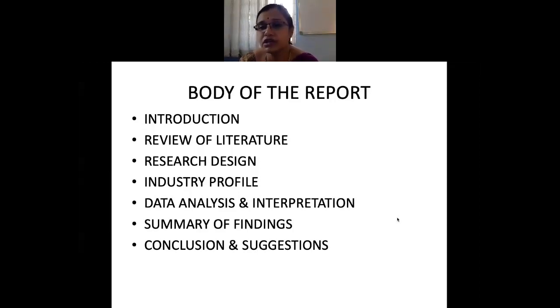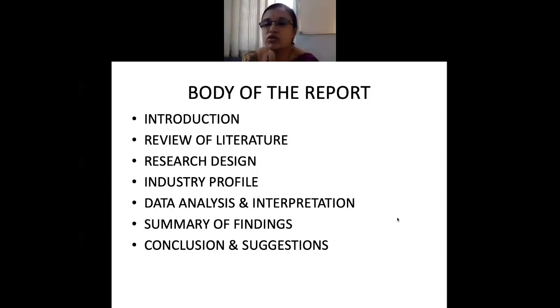So your introduction is around 40 pages, review of literature around 40 pages, research design around 10 pages. Of course, if you're doing a study on a specific industry, some people may include an industry profile; that depends on your dissertation. Data analysis and interpretation around 70 to 80 pages. Summary of findings, conclusion and suggestions will take a maximum of around 10 to 12 pages, not more than that. This is an approximation I'm giving; plus or minus can always be there.